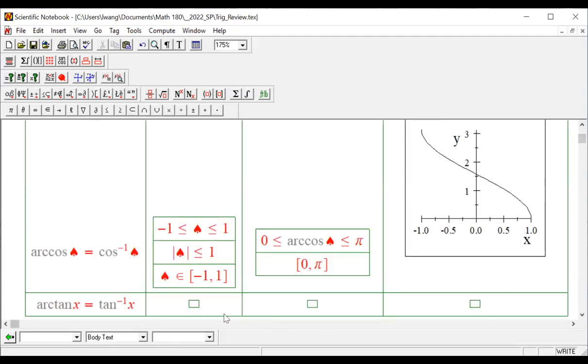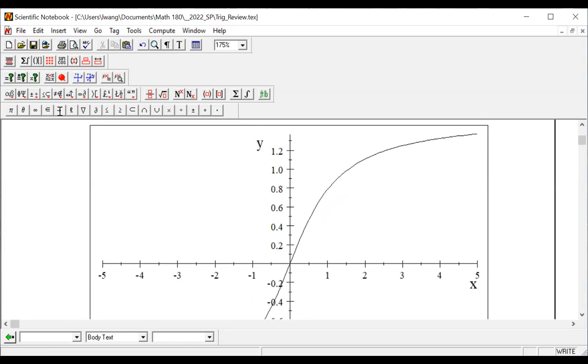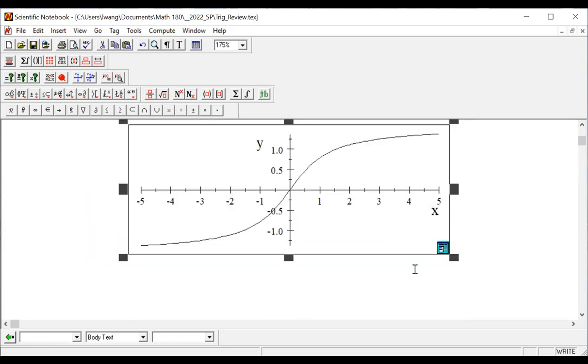Okay, now let's look at arctangent. Arctangent domain can be any real number, and the picture tells us so. I'm going to show you the picture in a moment, and you can get the picture very easily yourself. Here I'm just using X. When the domain is all real numbers, you don't have an inequality form.